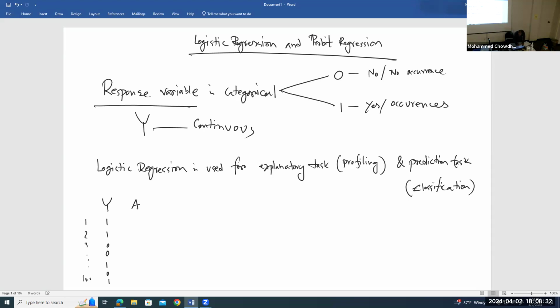Now there is an age variable, a height variable, a weight variable, and a race variable. I want to see the covariate effect of these explanatory variables on that. That is what the explanatory task is. And what is the predictive task, or prediction task?